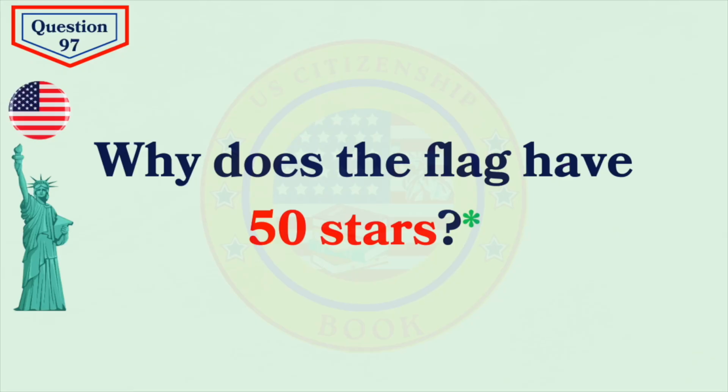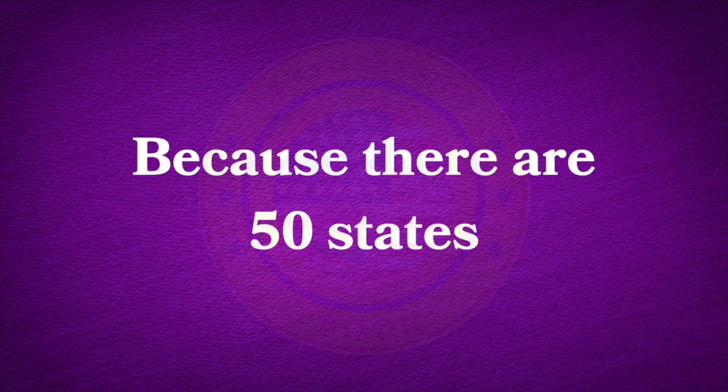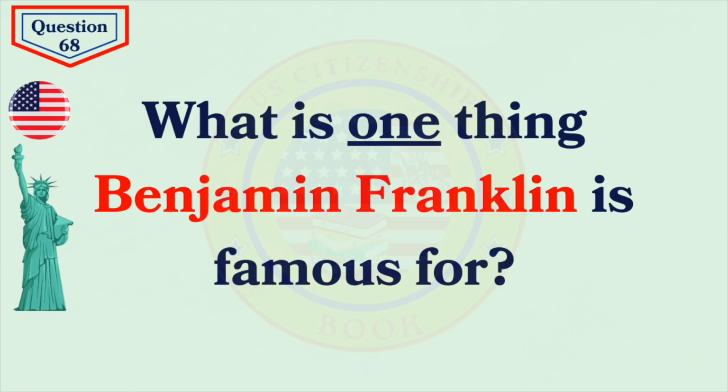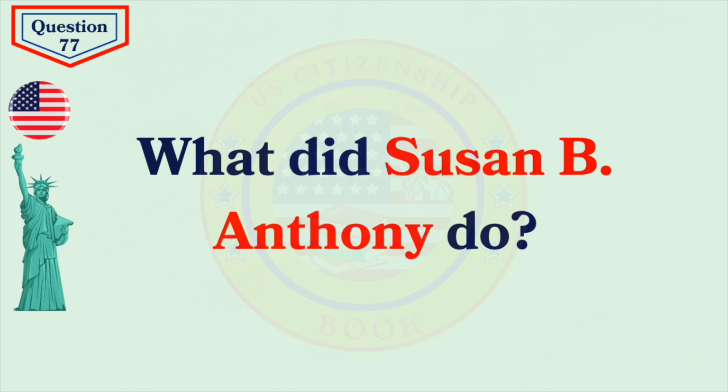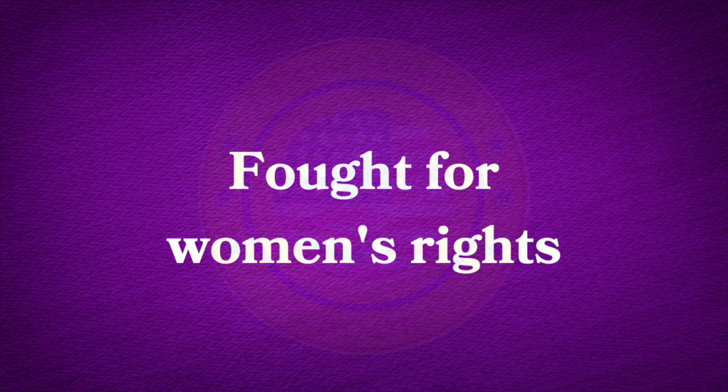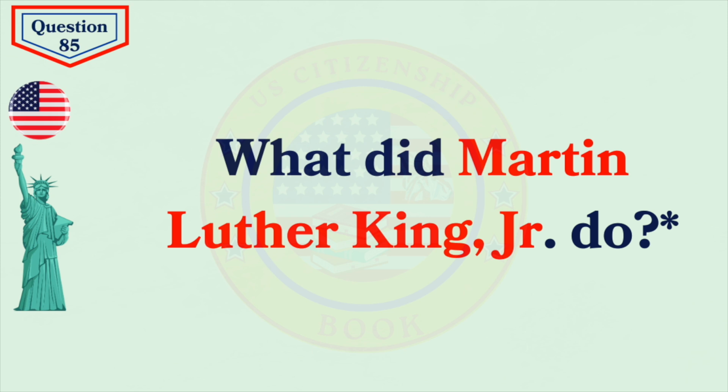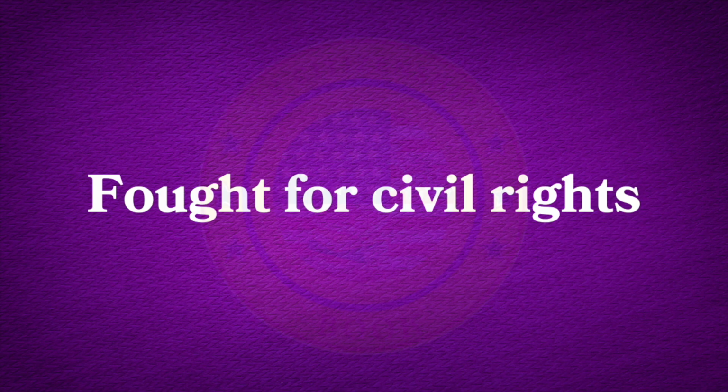Why does the flag have 50 stars? Because there are 50 states. What is one thing Benjamin Franklin is famous for? U.S. diplomat. What did Susan B. Anthony do? Fought for women's rights. What did Martin Luther King Jr. do? Fought for civil rights.